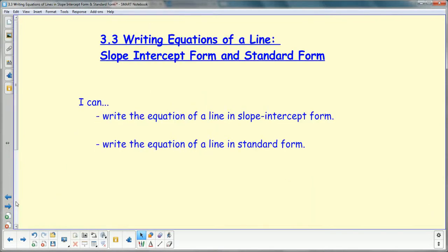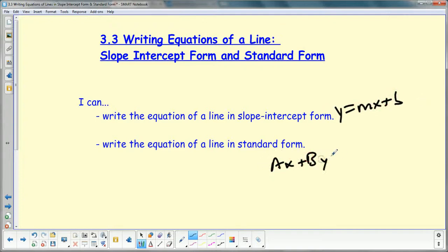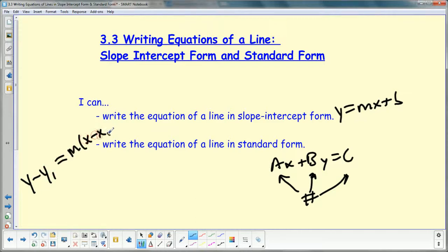Alright, so those are our last two types of equations. So we went over slope-intercept form, which is y equals mx plus b. And we went over standard form, which is ax plus by equals c. And one thing I'm going to add is that a, b, and c here are just numbers. Okay, and to get these, we used our point-slope form, which we covered last set of notes. Y minus y1 equals m times x minus x1.